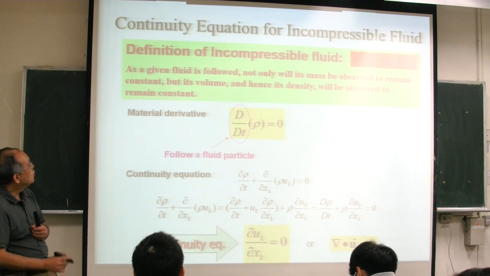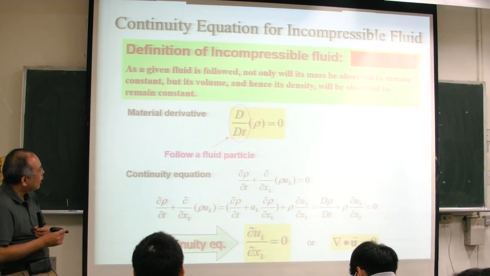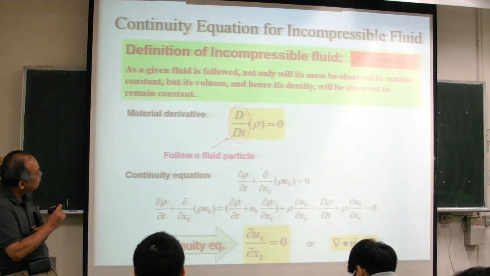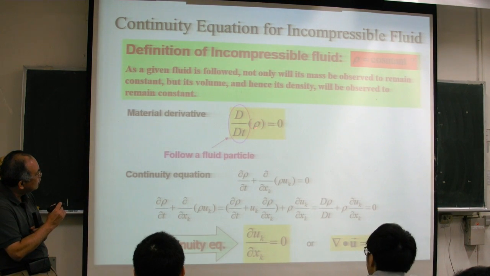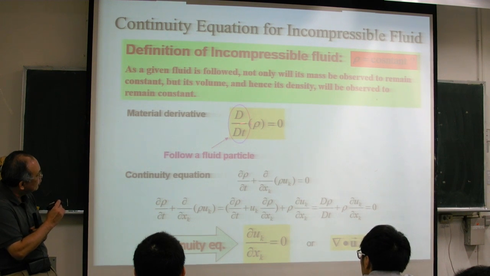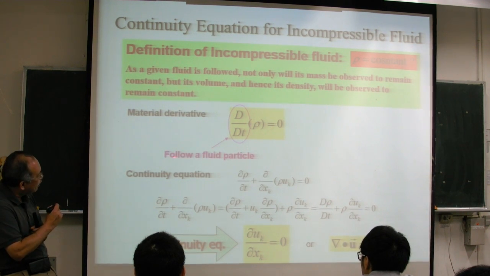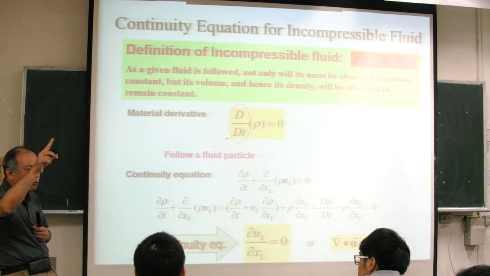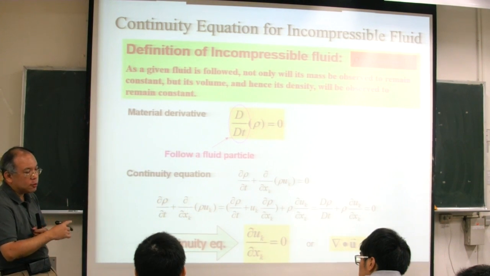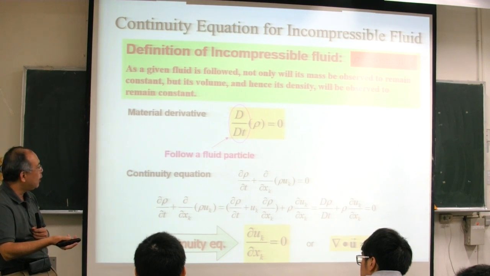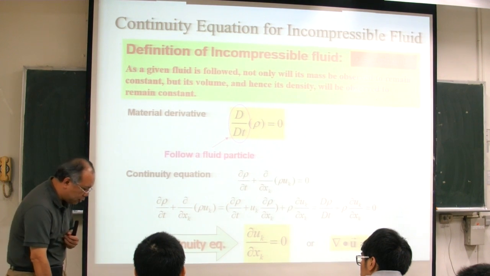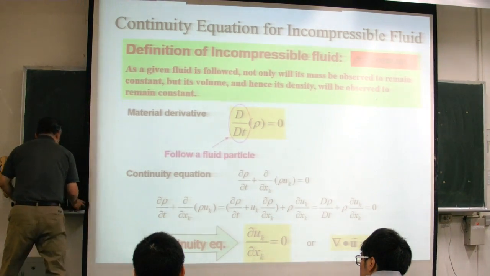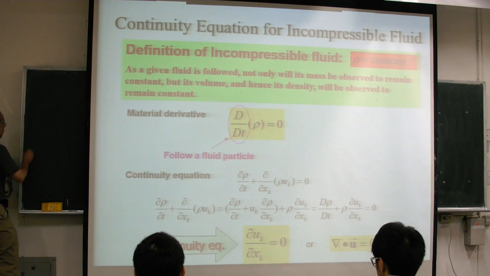So the correct answer will be d rho dt equal to 0. If you follow a fluid particle and see whether its density changes or not, if this density doesn't change with time, following a fluid particle, okay, because inside the flow, rho may not be constant. I have raised an example called stratified flow. You remember that stratified flow.